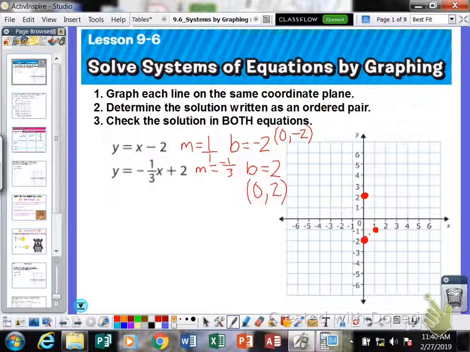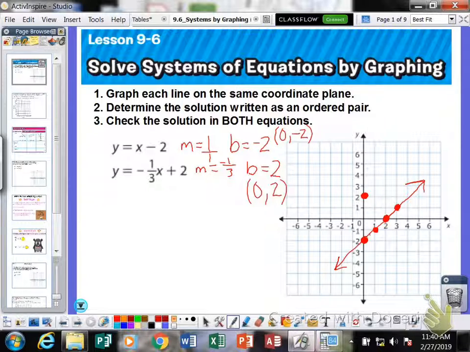Again, I want to go up 1, right 1. Same thing, up 1, right 1. So those are some of the points that would be on my line for y equals x minus 2. Okay, we draw our arrows.